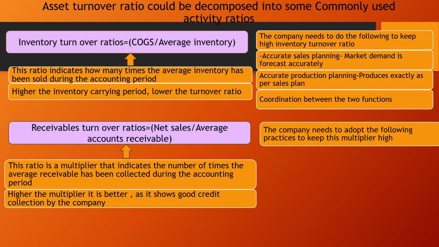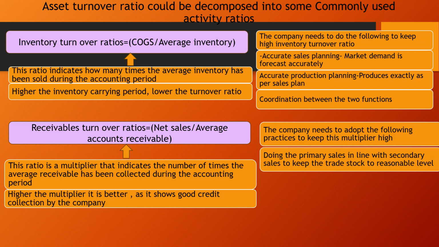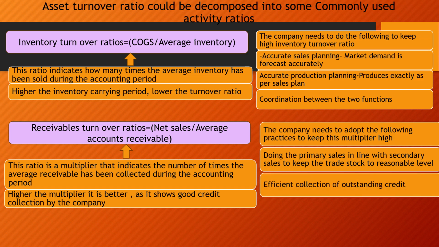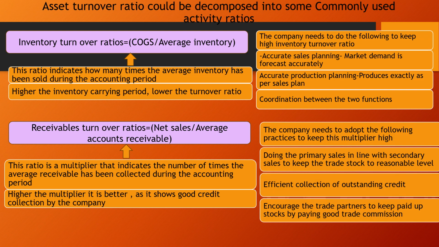The company needs to adapt the following practices to keep this multiplier high. Doing the primary sales in line with the secondary sales to keep the trade stock to reasonable level. Efficient collection of outstanding credit. Encourage trade partners to keep up paid up stocks by paying good trade commission.